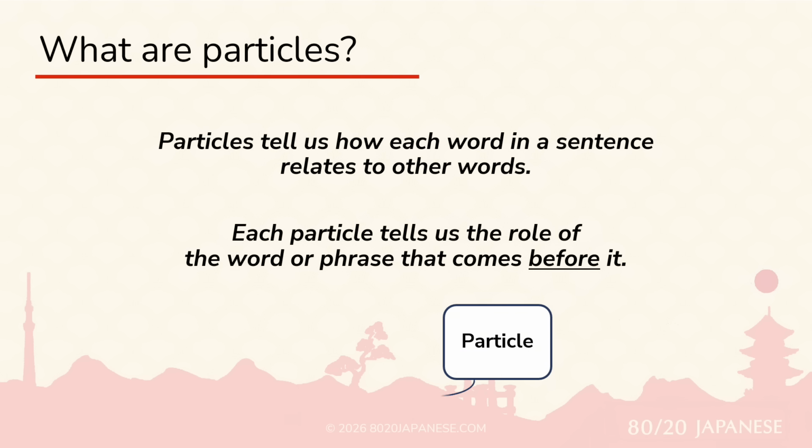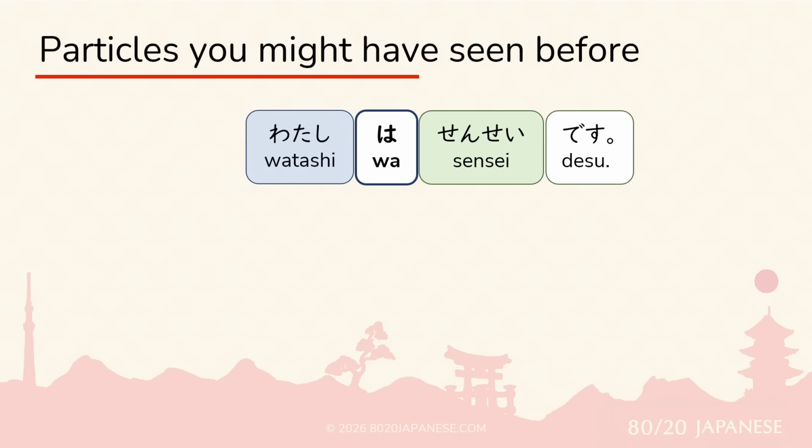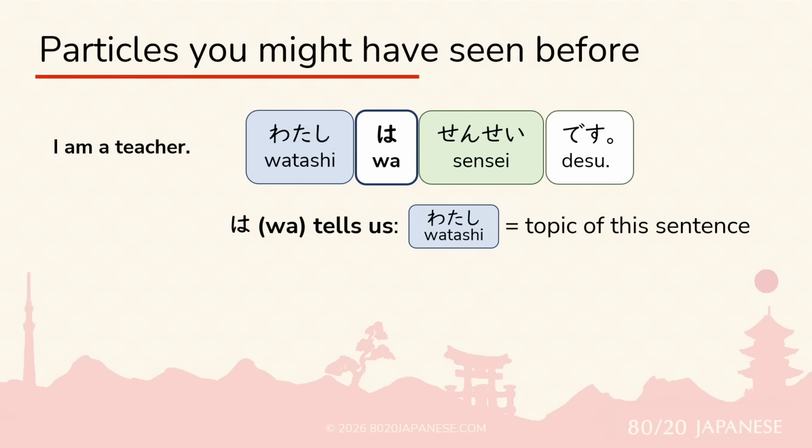Each particle tells us the role of the word or phrase that comes before it, and how that relates to other parts of the sentence. To see this in action, let's look at two particles you might already know. Take an example like this. Watashi wa sensei desu. That means I am a teacher. In this example, the wa tells us that watashi is the topic of the sentence. The wa comes after watashi. So wa is telling us that the thing before it, watashi, is the topic of that sentence.